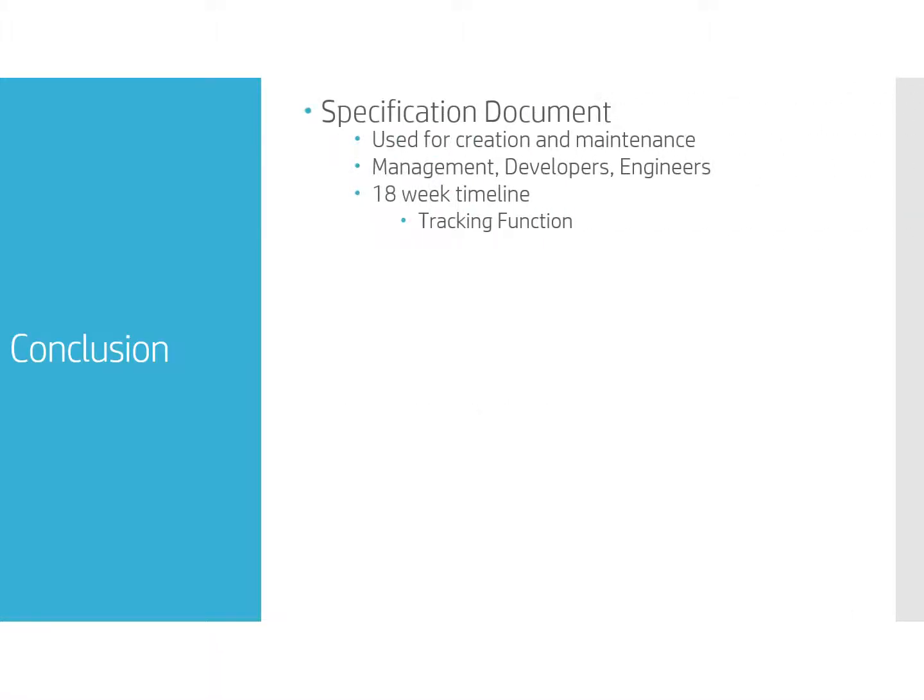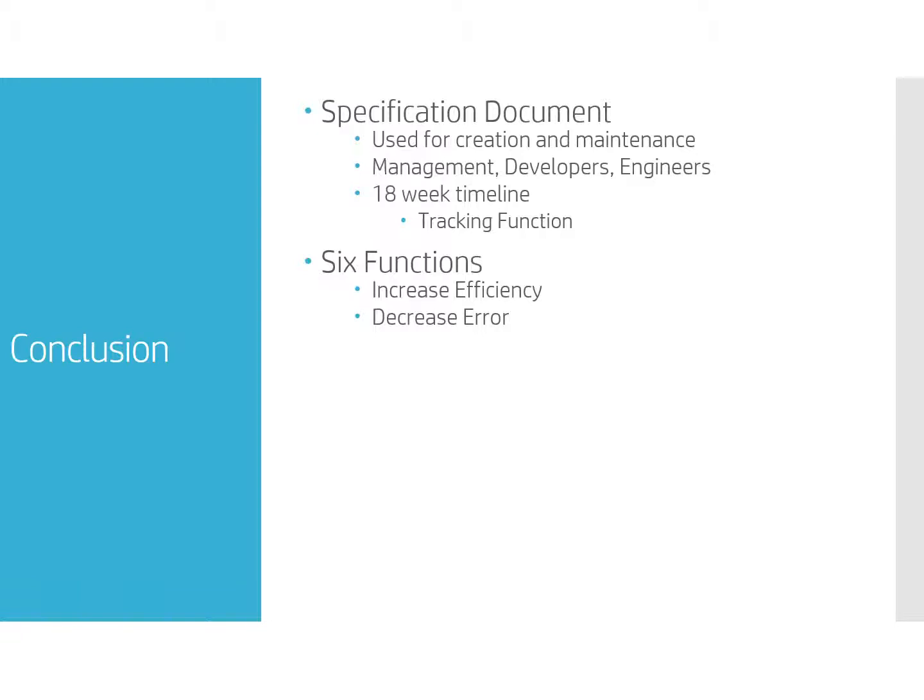So in conclusion, the specification document is to be used for the creation and maintenance of the shipping system, and it will be utilized by management, system developers, and system engineers. And the shipping system should be completed within 18 weeks. If the system falls behind on schedule, the tracking function can be temporarily removed and included in a second release of the system. There are 6 main functions covered in the specification document that will make the system run.